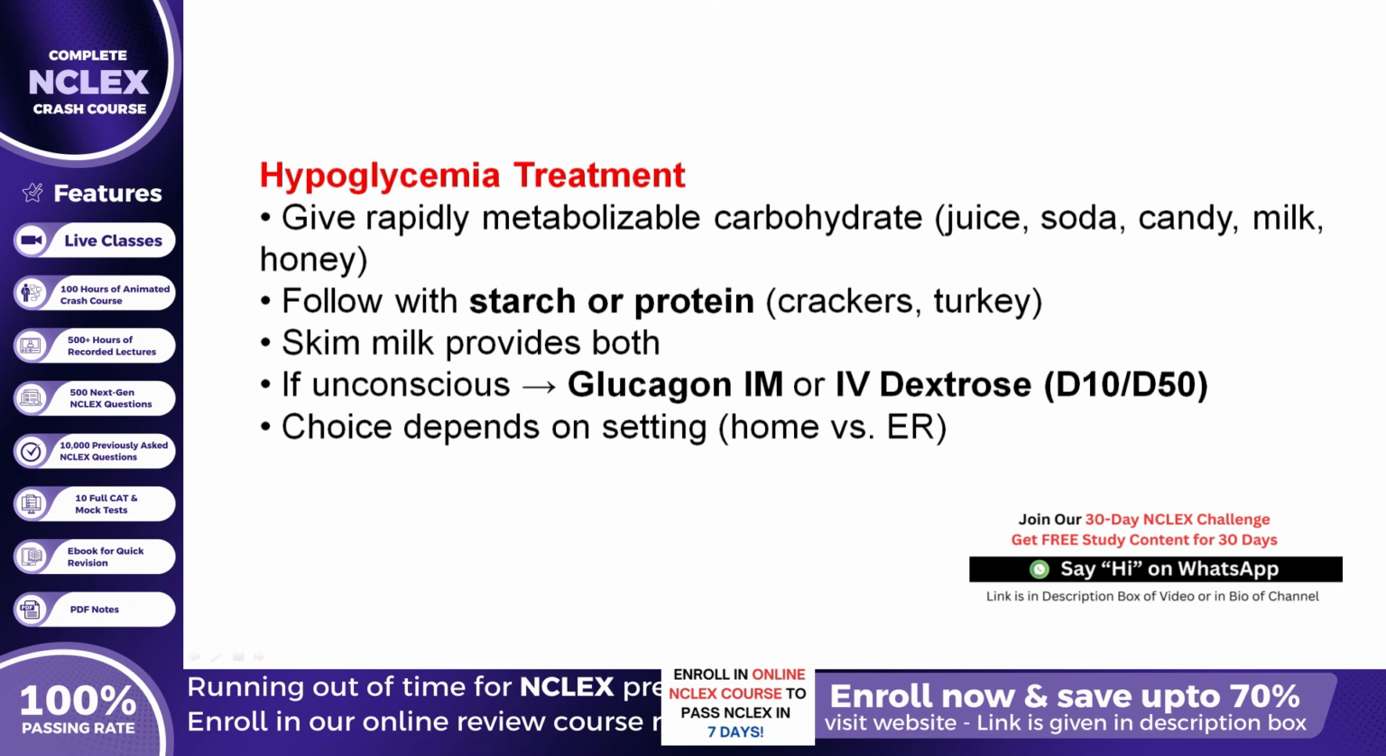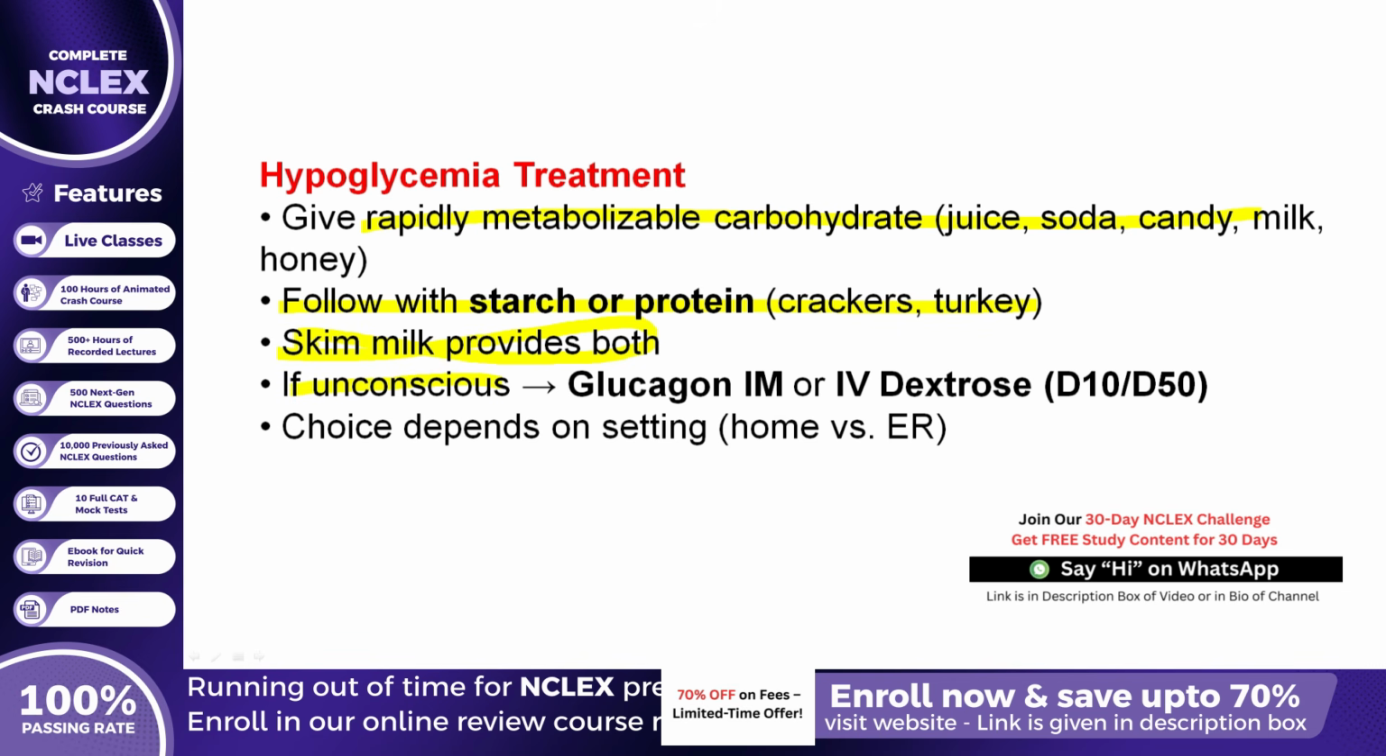Now, let us talk about hypoglycemia treatment. The first action is to give a rapidly metabolizable carbohydrate, such as juice, soda, candy, milk, or honey, so that blood glucose can rise quickly. After that initial correction, you follow with a starch or protein like crackers or turkey to maintain stability and prevent another drop. Skim milk is especially helpful because it provides both carbohydrate and protein together.